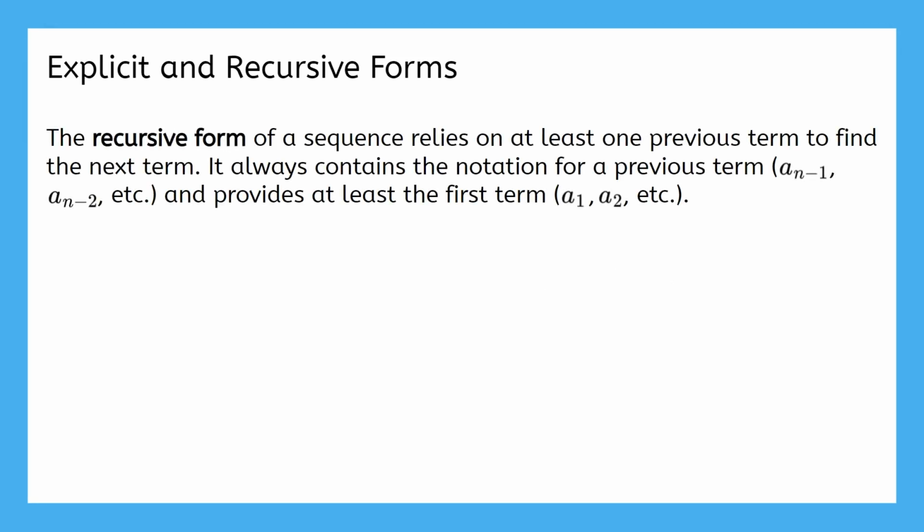The recursive form of a sequence relies on at least one previous term to find the next term. It always contains the notation for a previous term, such as a sub n minus 1, a sub n minus 2, etc., and provides at least the first term, such as a1, a2, etc. For example, this sequence is in recursive form because its formula uses the previous term. It also specifies that starting term.